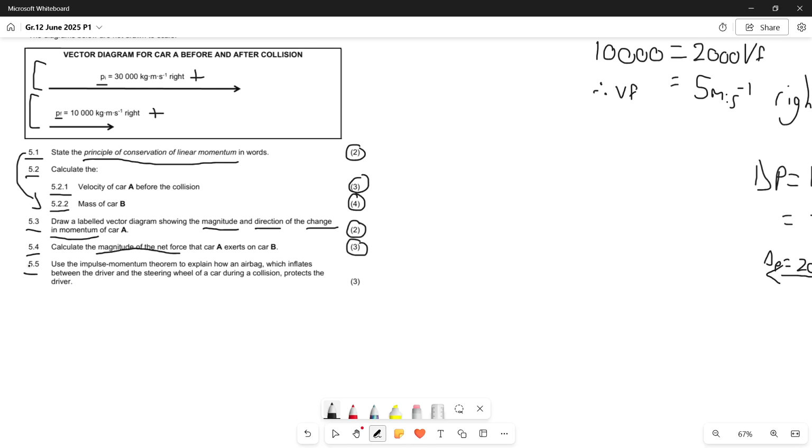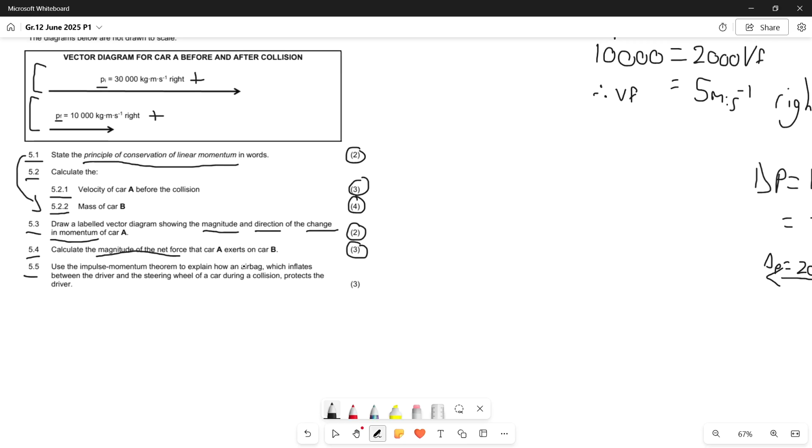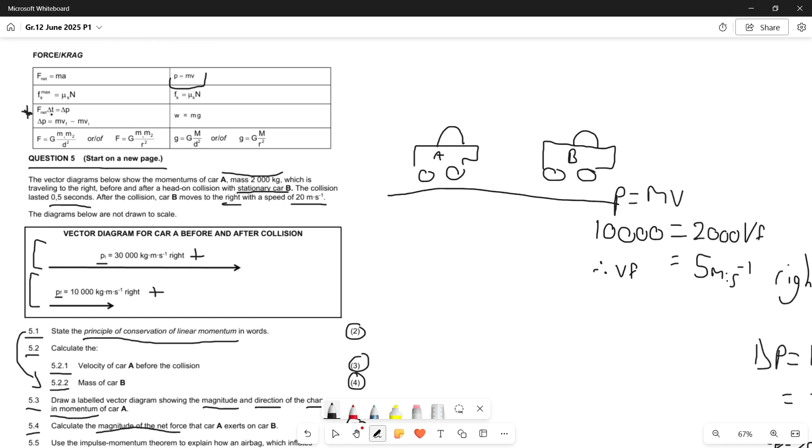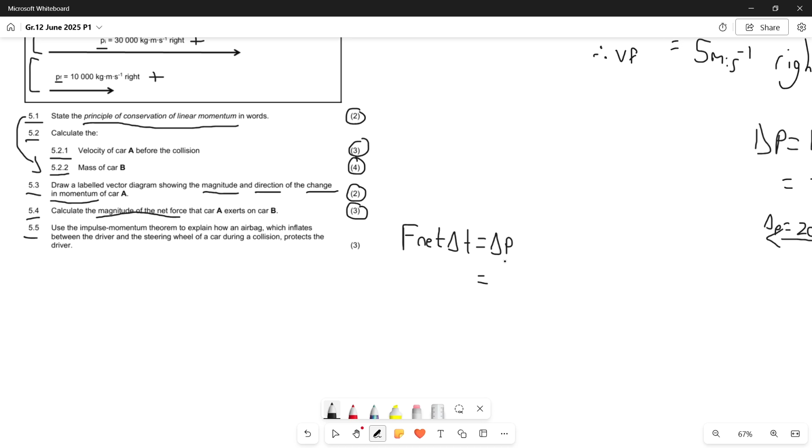Okay, so 5.5, the last question of this section. It is a theory question, and it says, use the impulse momentum theorem to explain how an airbag, which inflates between the driver and the steering wheel of a car during a collision, protects the driver. So this is 3 marks, and it has to do with that last formula that we were using for 5.4. So I'm just going to rewrite this formula down here. We are given this formula on our formula sheet, and if we go ahead and manipulate the formula, so we take our delta T to the bottom over there, so it is delta P divided by delta T, we can then start to interpret this question a lot easier.